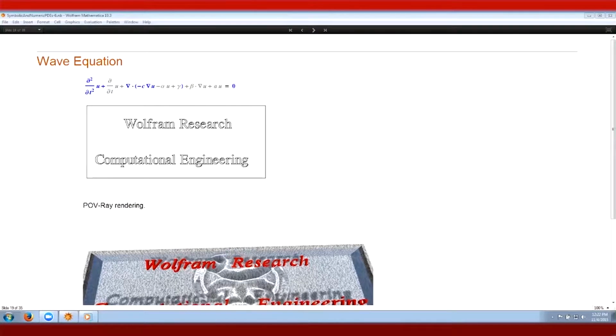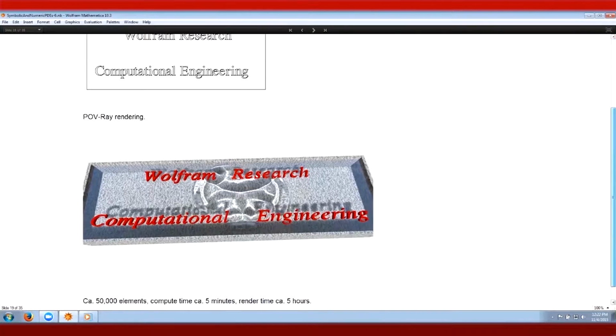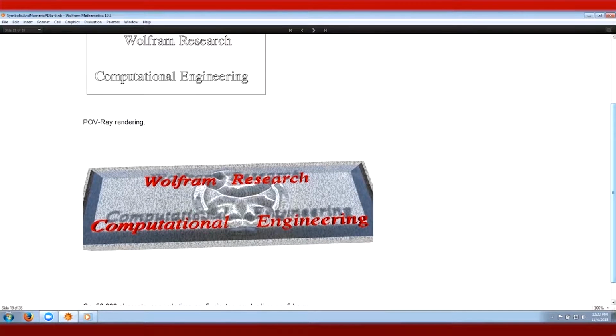Let's look at a wave equation. The wave equation has a second-order time derivative of the dependent variable u. The special thing here is that the region is rather complicated. I have a rectangular boundary and some writing inside of that boundary. What you see a little further down here is a POV rendering of a solution of the wave equation in that domain. The letters are a hard boundary, and the wave refracts from that boundary.